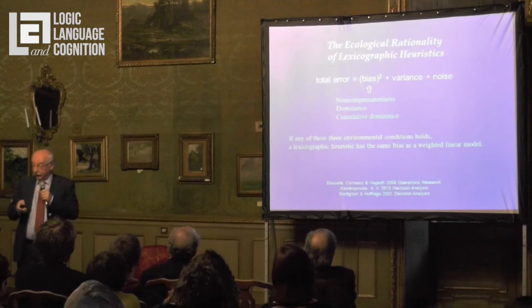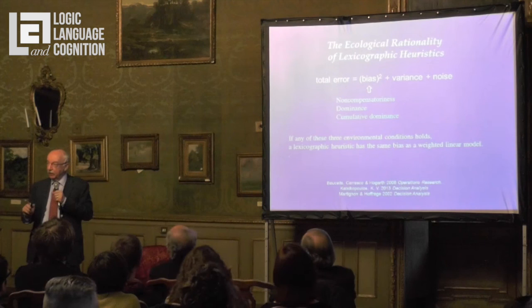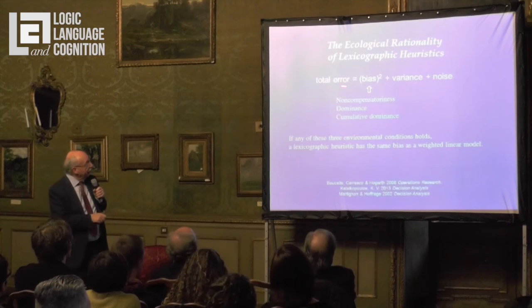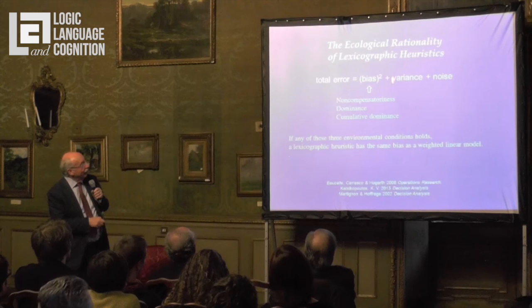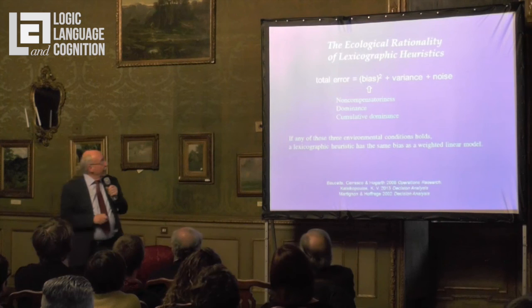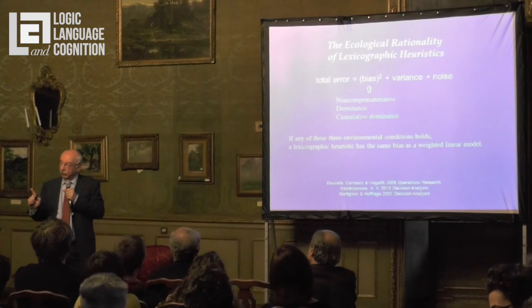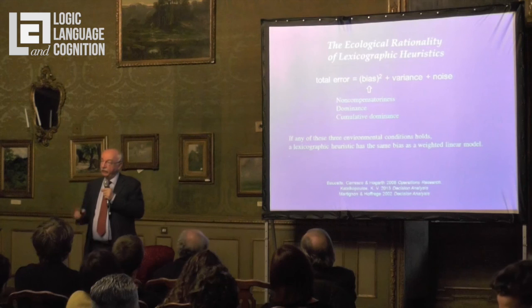This is one of the wonderful, totally new insights: you actually can name the condition where you can do better with a simple lexicographic strategy. Again, we use the error decomposition into bias and variance. Variance is well understood from statistical theory: increase your sample size and you reduce it, but sometimes you just can't increase it anymore. Bias is not well understood. We found that there are three conditions: non-compensatory, dominance, and cumulative dominance. I'll explain them in a minute. If any of these holds, a lexicographic heuristic will have the same bias as any linear model.